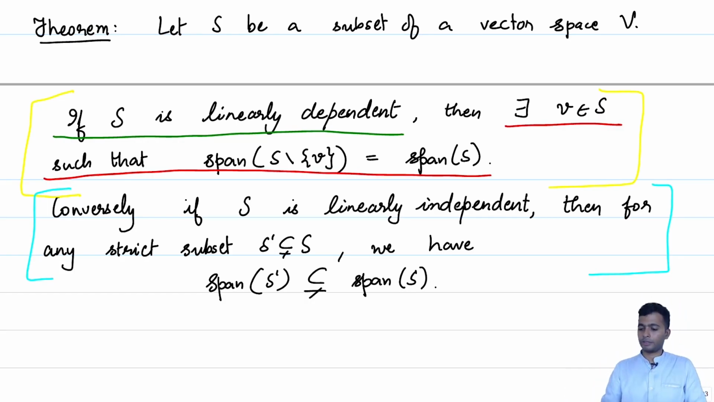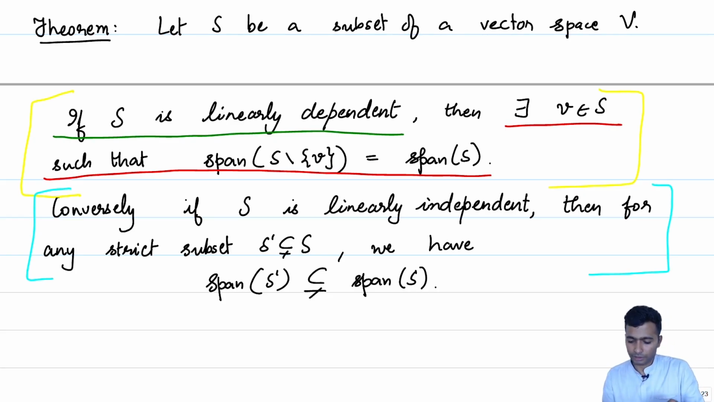So the converse to this ideally should have been that the thing underlined in red implies the thing underlined in green, or in other words, if there exists some vector v in S such that span of S minus v is equal to span of S, then S is linearly dependent. That should have been the converse. But if you carefully observe the converse we have written, that if S is linearly independent, then for any strict subset S prime contained in S, span of S prime is a strict subset of span of S.